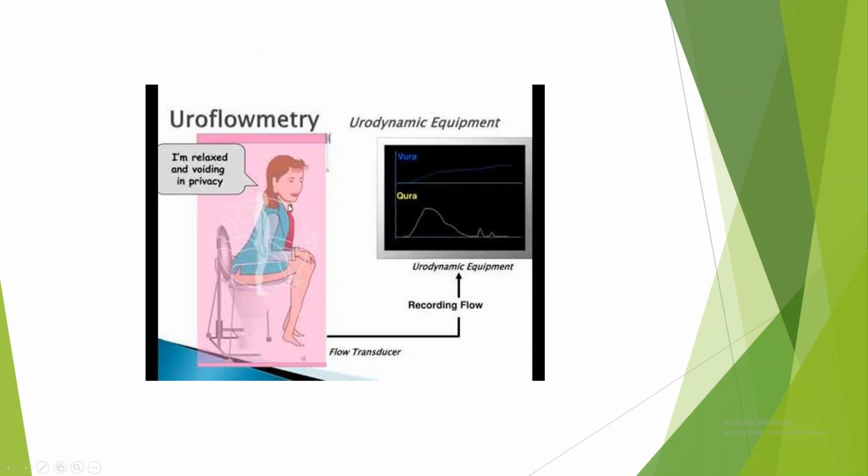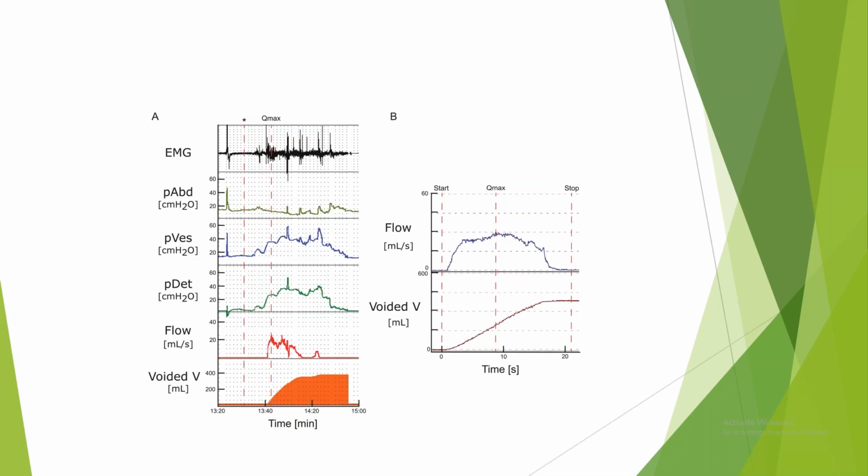Why is it important that the patient should be relaxed and given privacy? Otherwise, she can void in episodes. She may strain herself, she may pause while voiding, and then you are not going to get the representative graph. So the patient should be given a quiet atmosphere. She should be relaxed, and privacy should be given to her while recording the uroflowmetry. It is important to get a representative graph of her voiding functions.